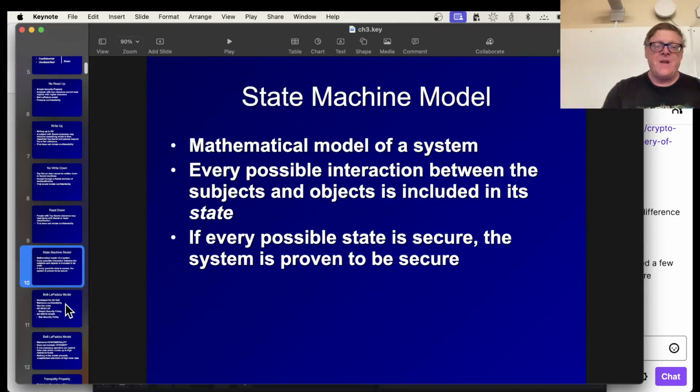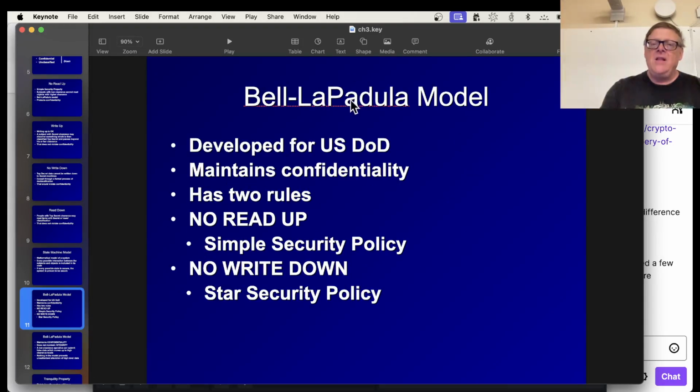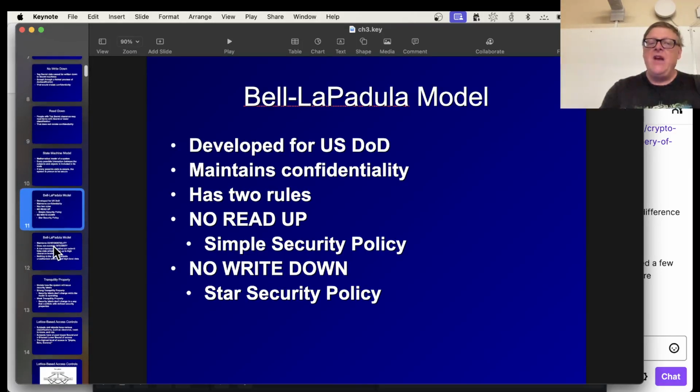That's the idea. All right, so the Bell-LaPadula model was developed for the Department of Defense, and they were thinking about confidentiality. It has two rules: no read up and no write down. So people with low clearance can't read high clearance documents, and people with high clearance cannot take the high clearance documents and write them to a low clearance location. So those two are the rules that are enforced in the software. And they wanted to see how well this worked.